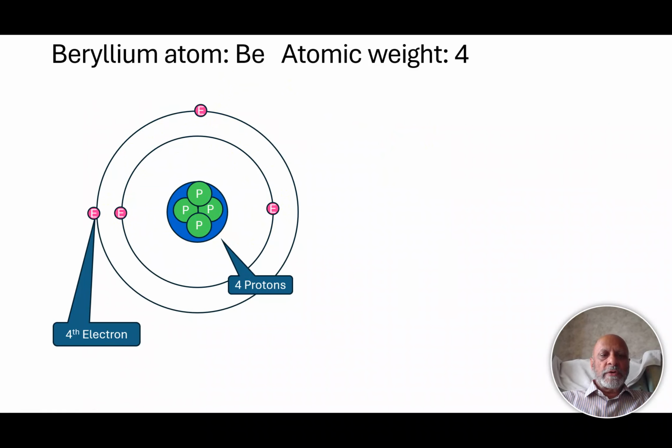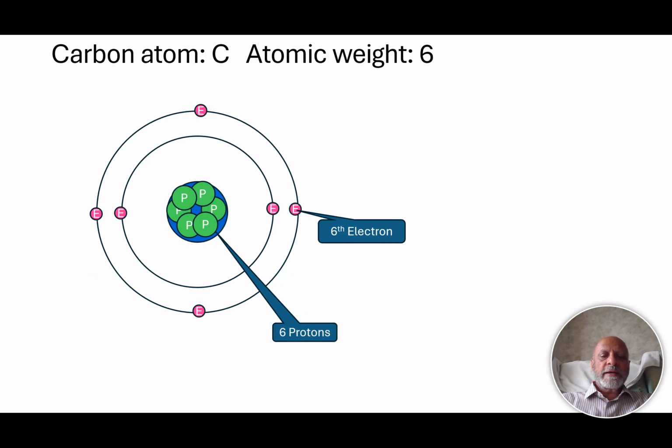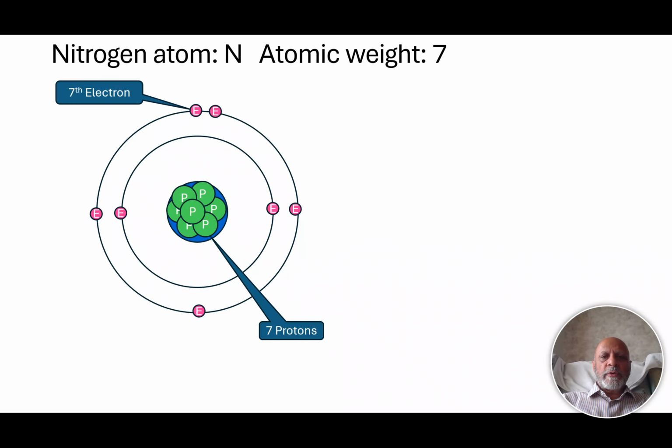When beryllium comes along, a 4th electron is added, a proton as well. And when boron comes, a 5th electron is added along with the proton. Carbon comes along, whose atomic number is 6. Those 6 are comprised of 6 protons in the nucleus and 2 electrons in the inner shell, shell 1, and 4 electrons in the outer shell. And nitrogen requires an atomic number of 7, so there's a 7th electron.